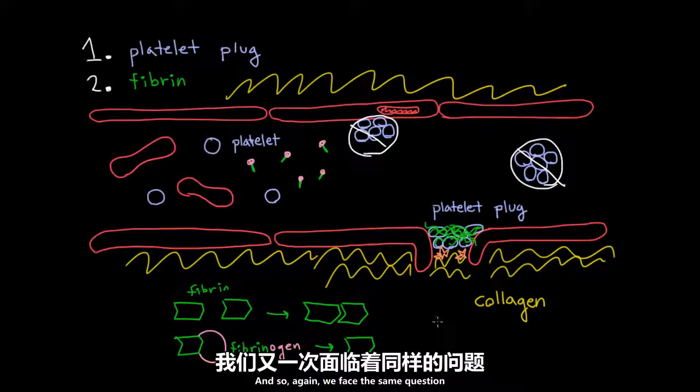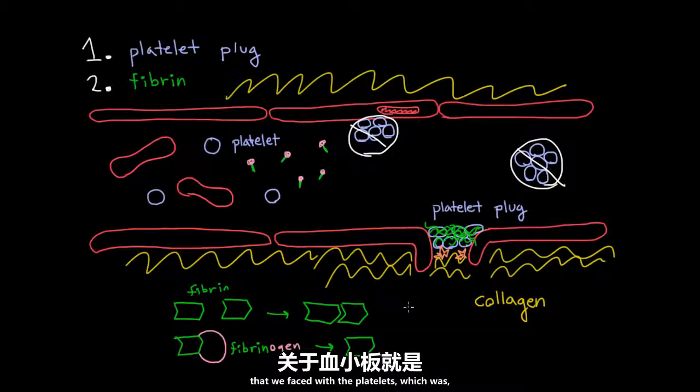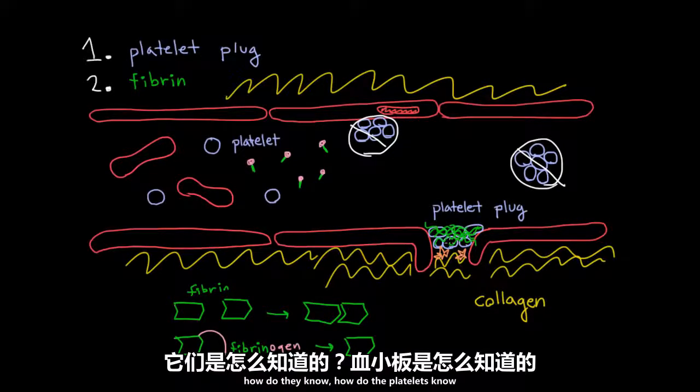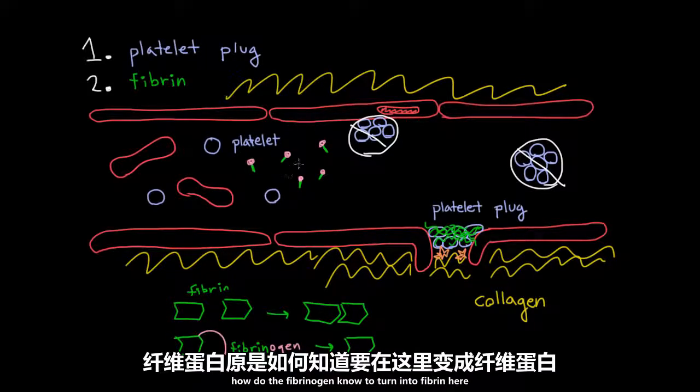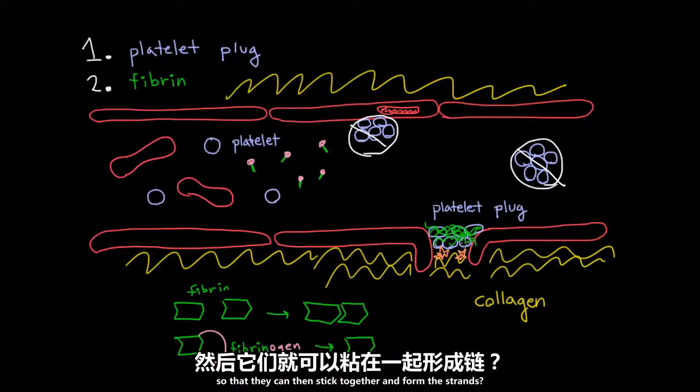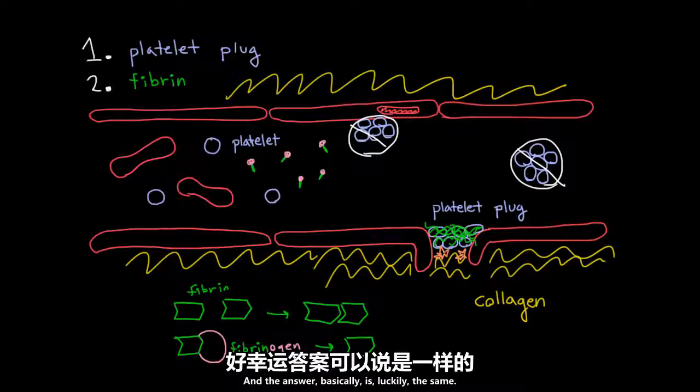And so again, we face the same question that we faced with the platelets, which was, how do they know? How do the platelets know to aggregate here? Well, likewise, we want to know, how do the fibrinogen know to turn into fibrin here so that they can then stick together and form the strands? And the answer basically is, luckily, the same.